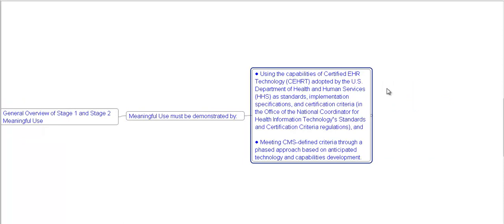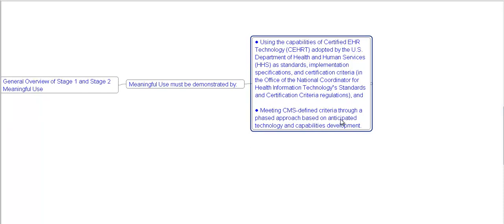CEHRT stands for Certified Electronic Health Record Technology, adopted by U.S. Department of Health and Human Services (HHS) as the standards, implementation, specification, and certification criteria in the Office of National Coordinator for Health Information Technology's standard and certification criteria regulation, and meeting CMS defined criteria through a phased approach based on anticipated technology and capabilities development.